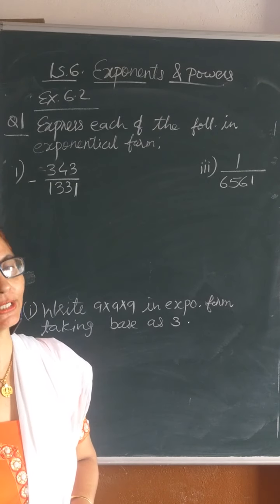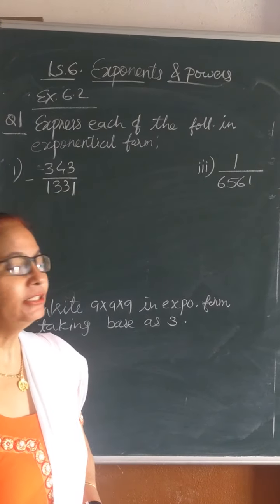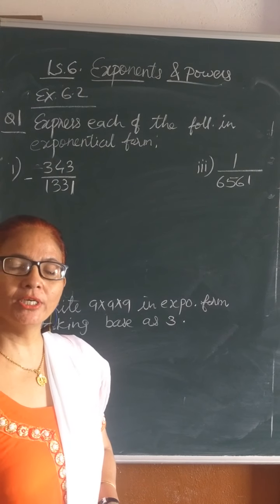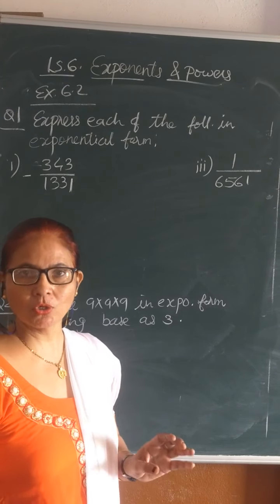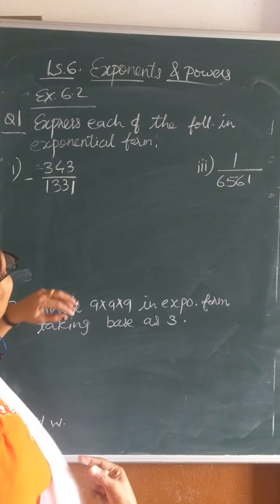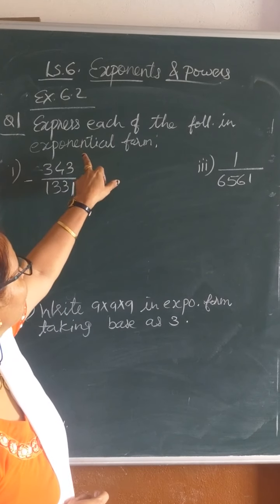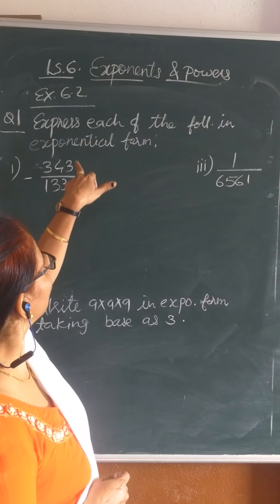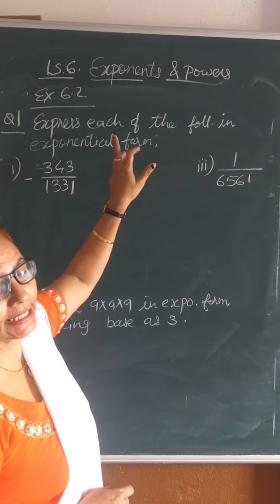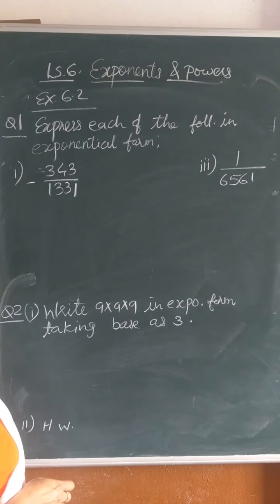Let's move to exercise 6.2, and we have studied the laws of exponents. Today we are going to use all the laws of exponents. Now see, 6.2 question number 1. Express each of the following in exponential form. As the question says, you have to convert the given number into the form of an exponent. Exponent means you have to write the answer in the form of powers.